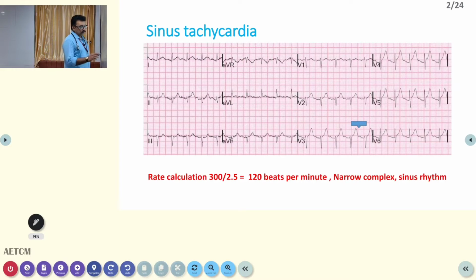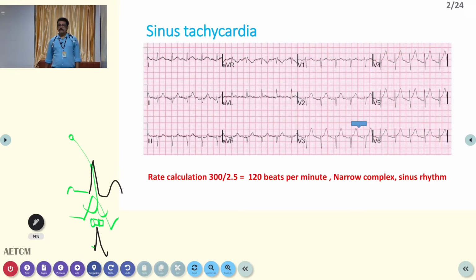When it is SA node to AV node conduction, then AV node to bundle of His conduction, the P wave, the PR interval, and the QRS form here. Normally the QRS is less than 3 small squares in ECG. If that is within the range, you call it narrow complex. If that is above the range, it is wide complex. So, we are going to talk about narrow complex tachycardia.